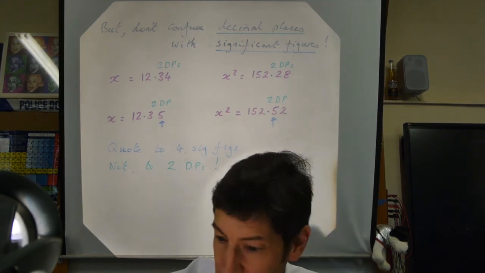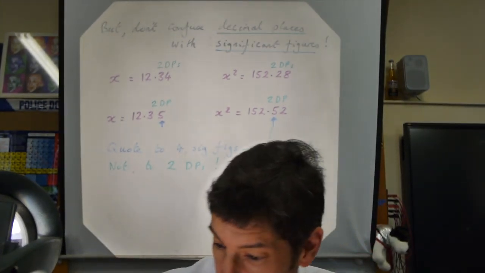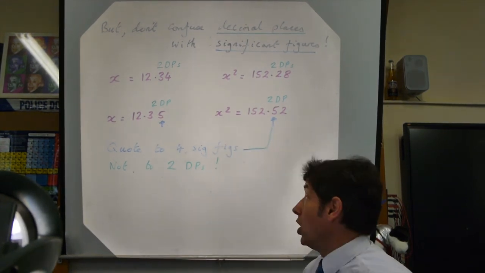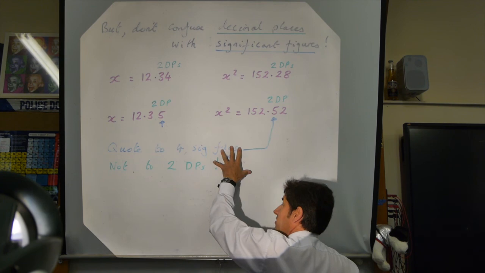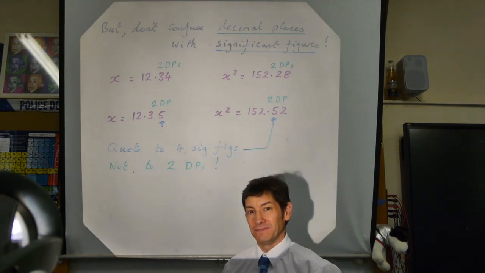So there we go. You should quote your answer to, perhaps I should have done that in blue really to stick with my colour scheme, you should quote your answer to 4 significant figures. Don't do it in terms of decimal places.